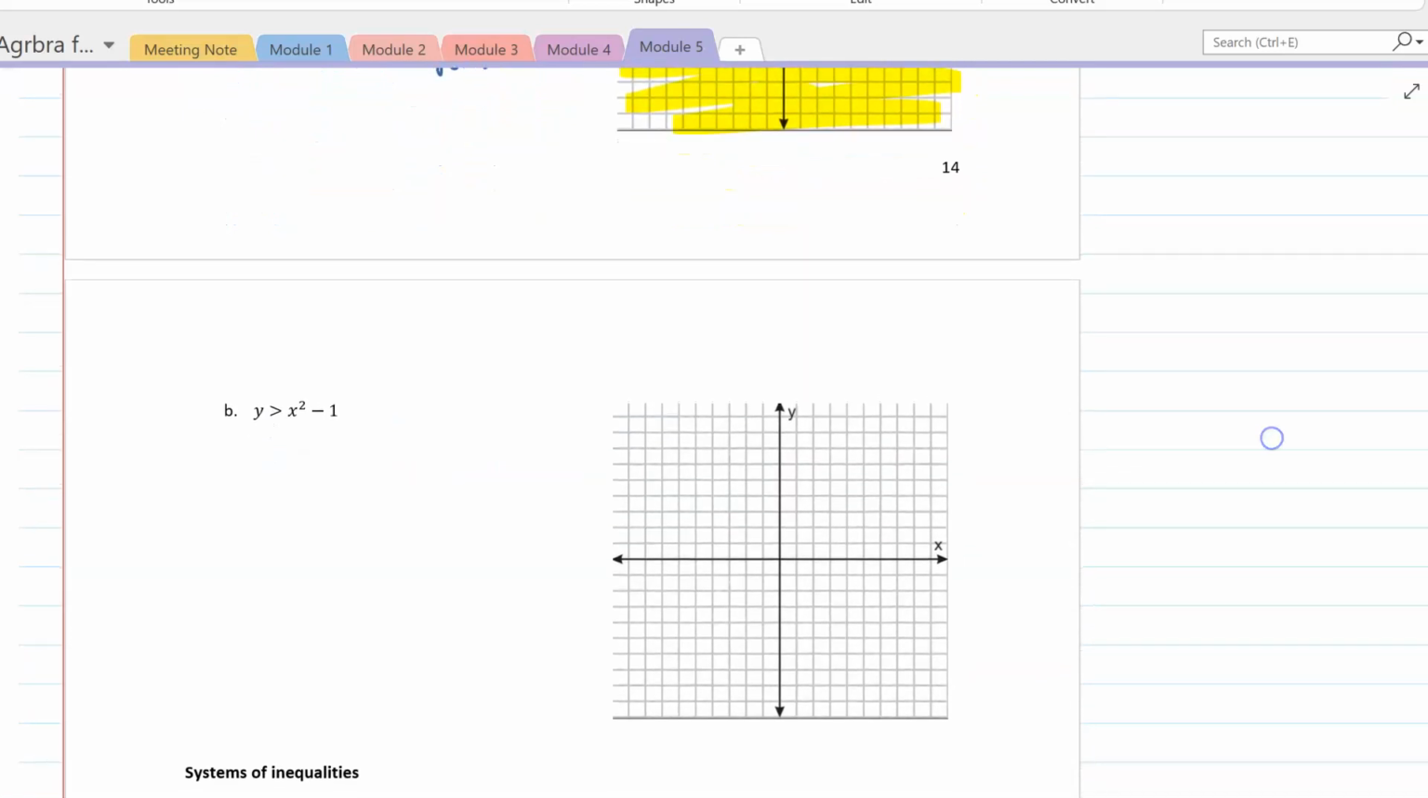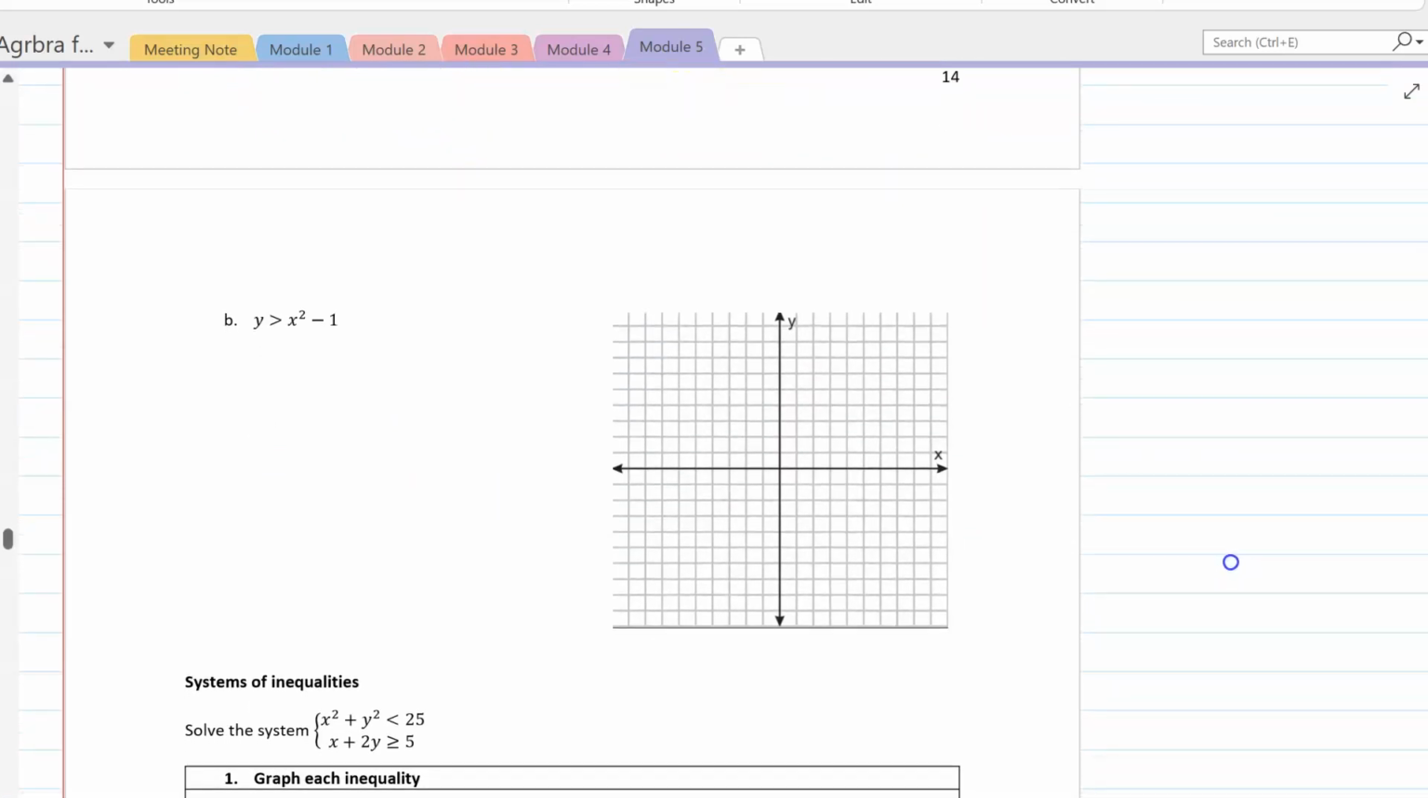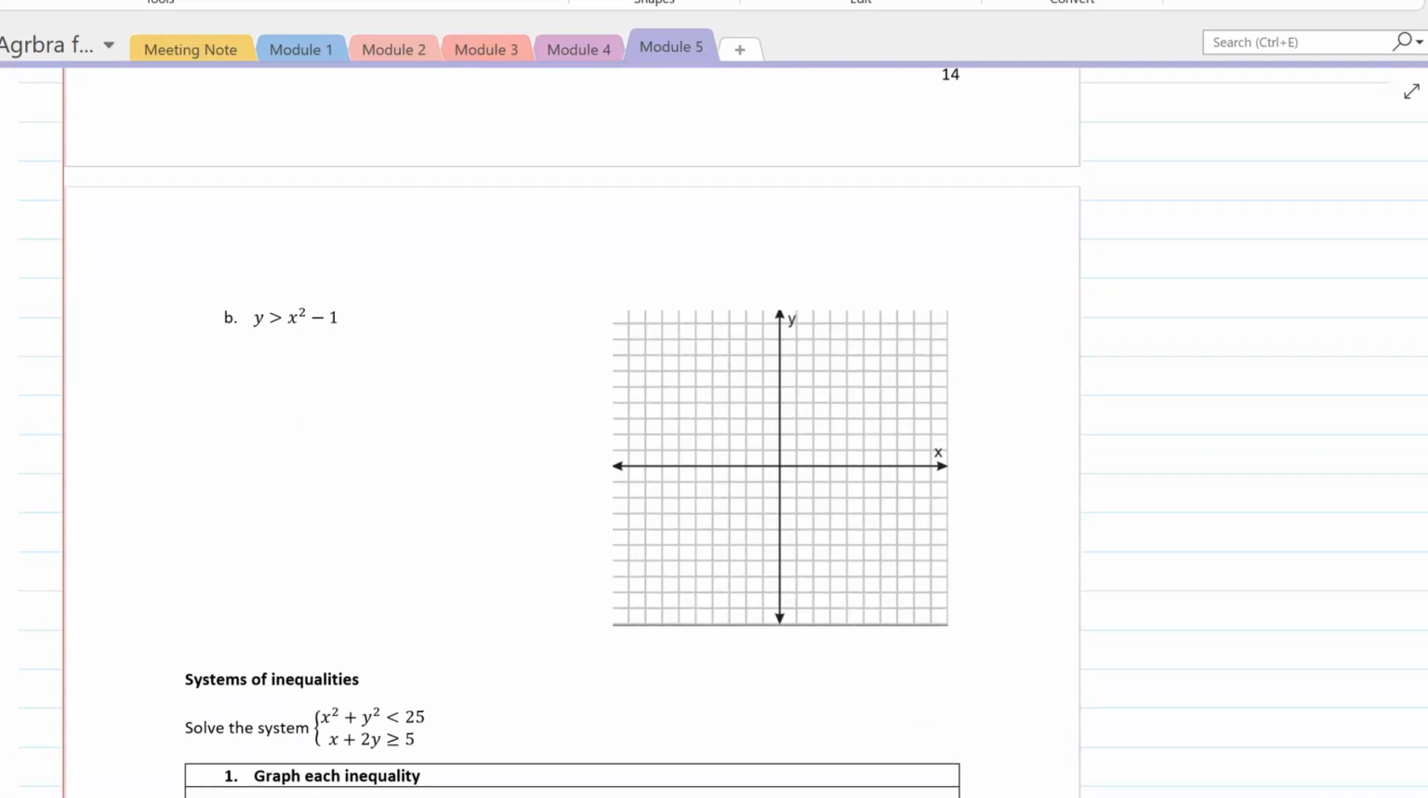In the next one, you're looking at y greater than x squared minus 1. For x squared minus 1, it is the graph of the parabola that is shifted down 1 unit. And here we have a dashed line. And here again we have two regions. Let's mark this region 1 and here region 2.